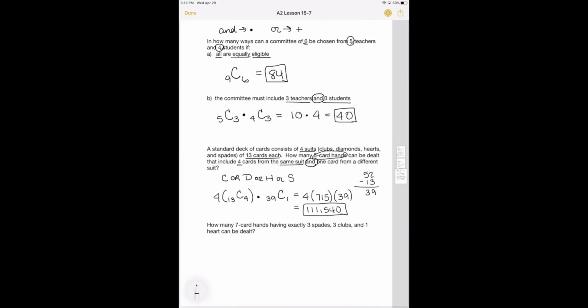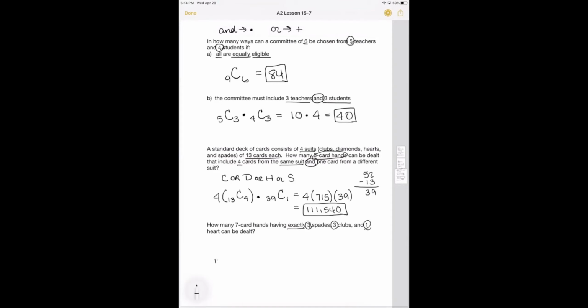Now, you're going to have some problems like that on the homework, so go back over that example. It's in the book. And lastly, let's try this one because there's one like this in the homework too. How many 7-card hands could have exactly 3 spades, 3 clubs, and 1 heart? Notice that this 3, 3, and 1 give me the total of the 7 cards. So let's start with the spades.